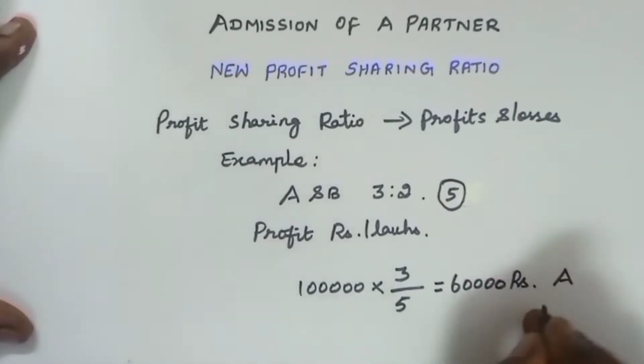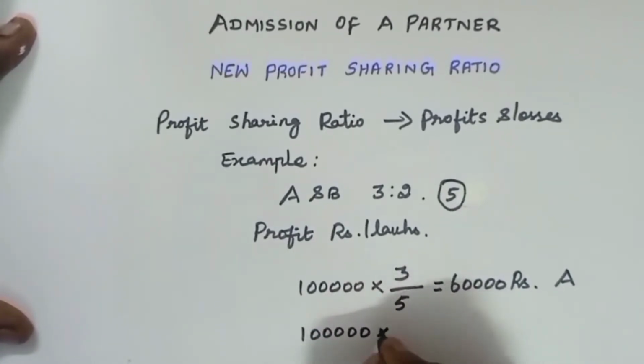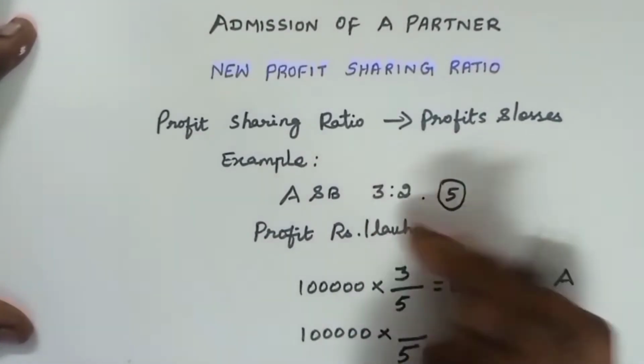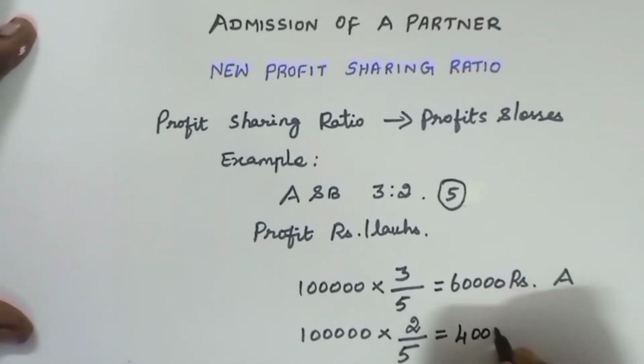In the same way, we have to calculate profit of partner B. Total profit 1 lakh. The total proportion is 5 and B's share is 2. 1 lakh into 2 divided by 5, we will get rupees 40,000. This is the profit of partner B.